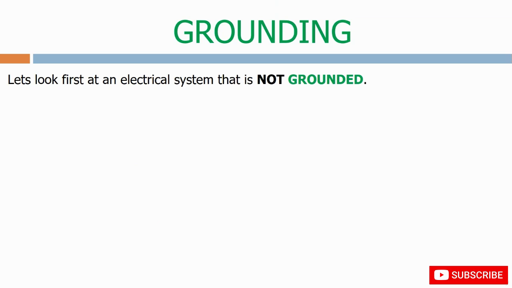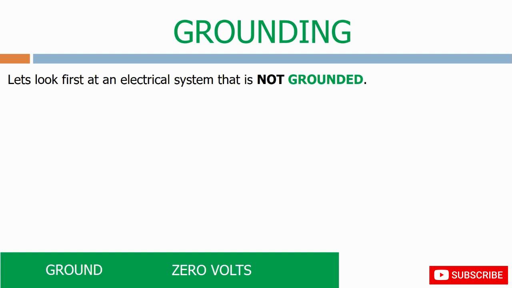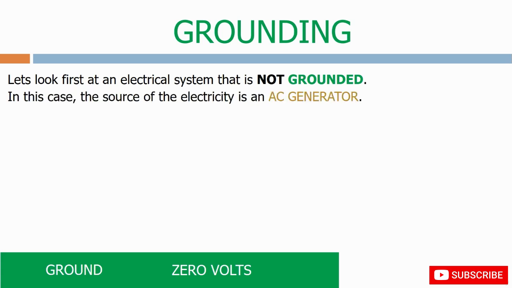Let's look first at an electrical system that is not grounded. The first thing to know is that the ground beneath your feet is normally at 0 volts. It has no voltage potential and can be used as a reference point to all other voltages. In this case, the source of the electricity is an AC generator.